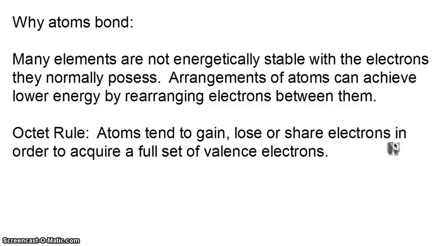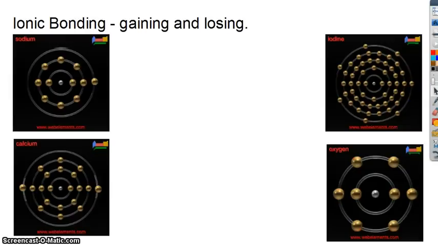In fact, the octet rule, octet meaning 8, means that many atoms will gain or lose electrons to have 8 valence or outside electrons, and that is how they will be most stable in nature. The octet rule says they tend to do this. They do not have to always follow this octet rule. We will be focusing on ionic bonding, which is where atoms gain or lose electrons to become stable.